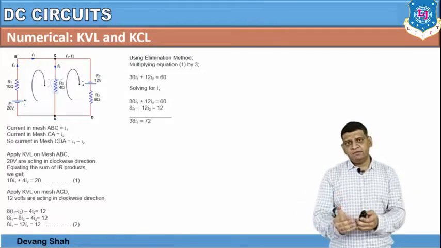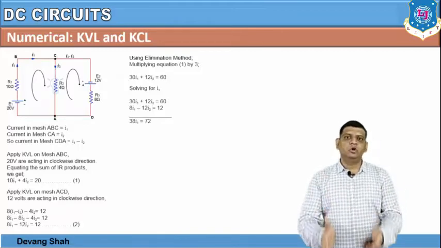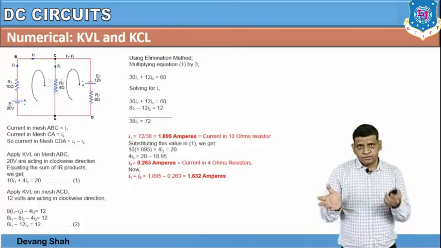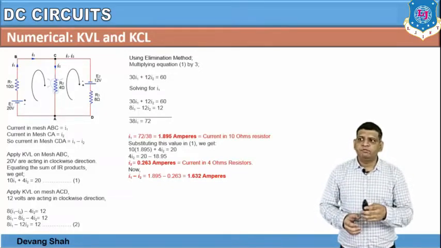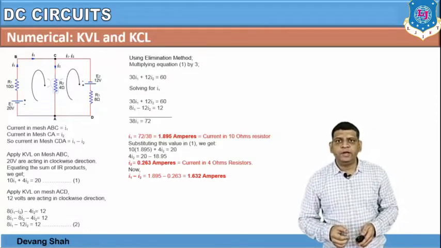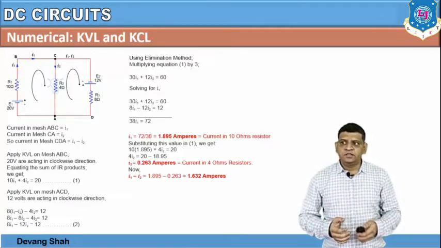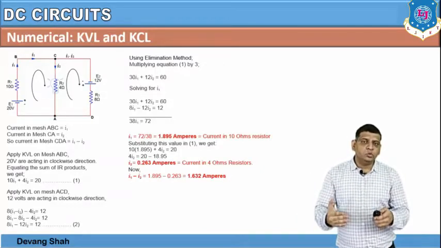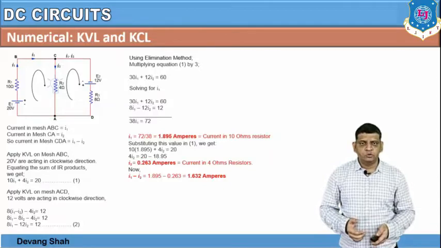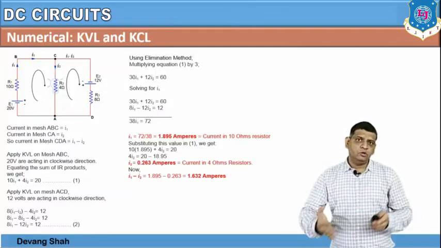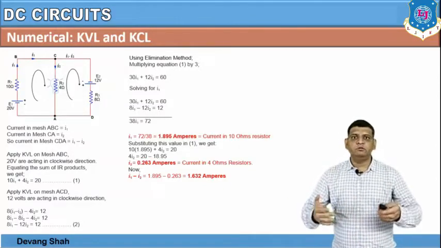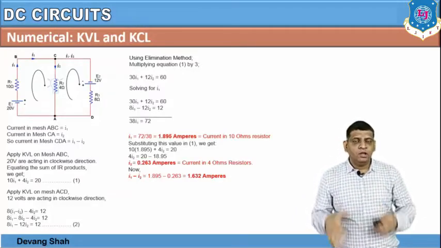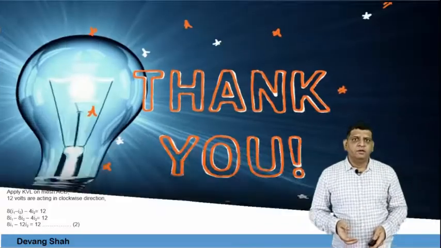Once you find I1 and I2, you can also find the voltage drop across the individual resistances, right? After this solution, you find the value of I1 is 1.895 amperes and I2 is 0.263 amperes. The current passing through the 8 ohm resistance is I1 − I2. Based on the current values I1, I2 and I1 − I2, you can find the voltage drop across the 10 ohm resistance, the 4 ohm resistance, which is a particular bulb, and the 8 ohm resistance, right?